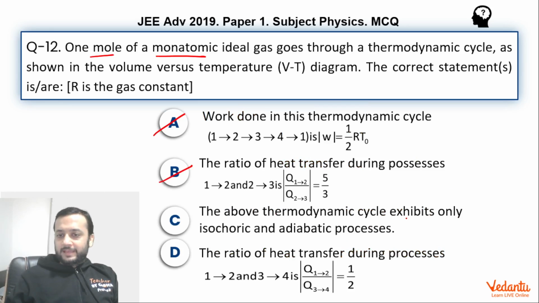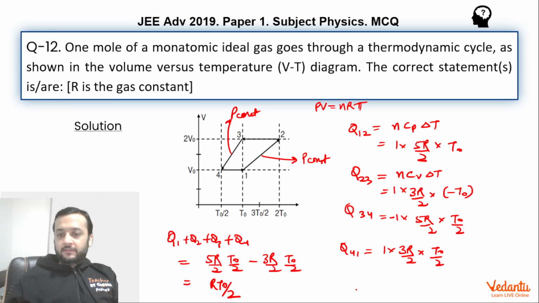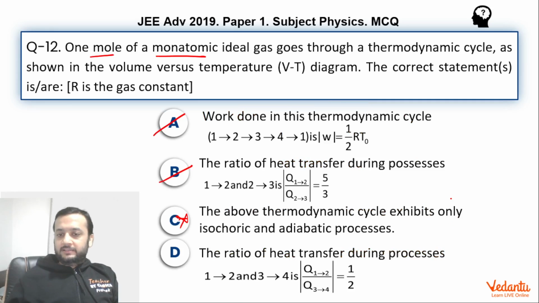The above thermodynamic cycle exhibits only isochoric and adiabatic processes. This is wrong because it exhibits isochoric and isobaric. The ratio of heat transfers during the process 1 2 and 3 4 is half. 1 2 is this and 3 4 is this. So it's not half, it's actually 2, because this is T naught and this is T naught by 2. So you have to be slightly careful over here. So it's also wrong. Hence this solves the question.